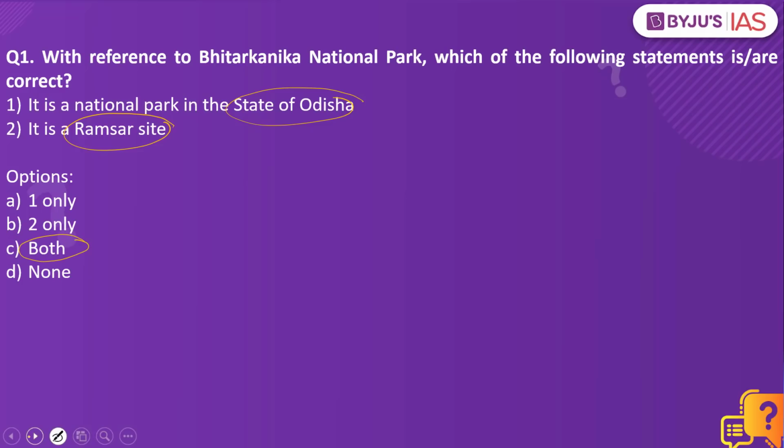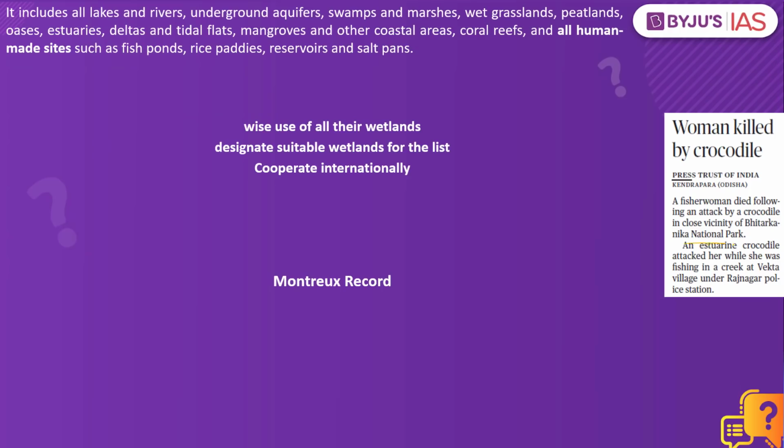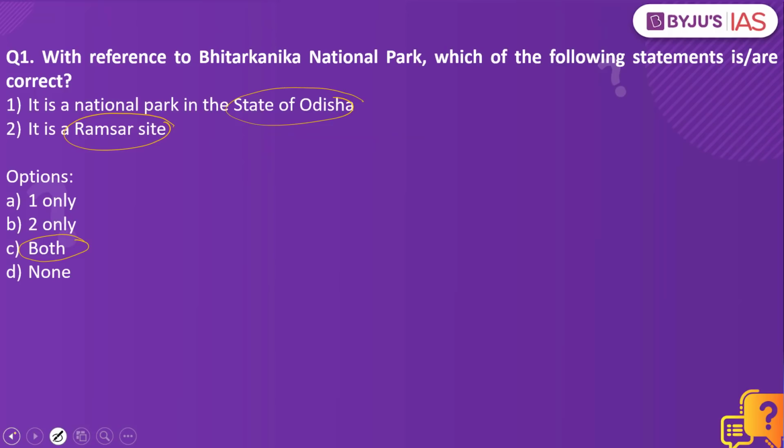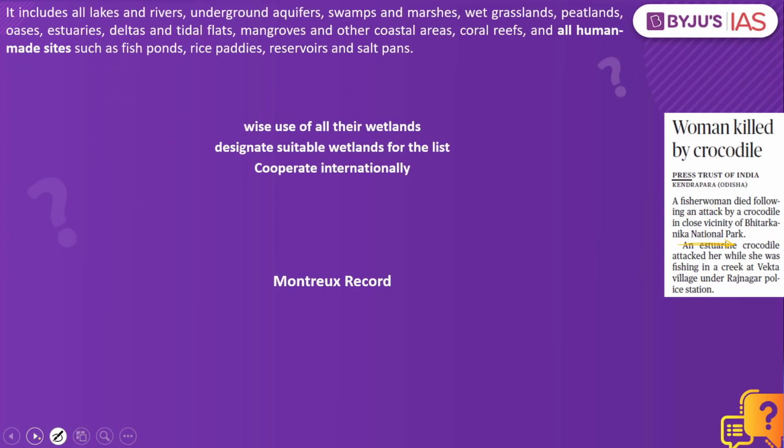Why have we taken this practice question? Because of the reference in this article. Now, when you look into the first statement, it is factual in nature. This national park is in the state of Odisha, and this national park is also home to what is called the saltwater crocodiles. So kindly remember, one of the unique features of Bhitarkanika National Park happens to be the presence of the saltwater crocodile.